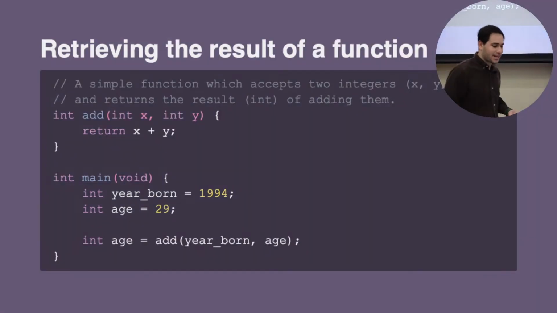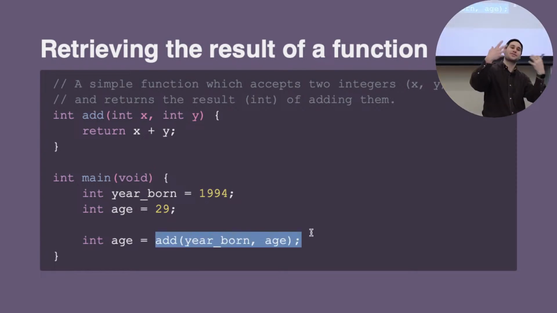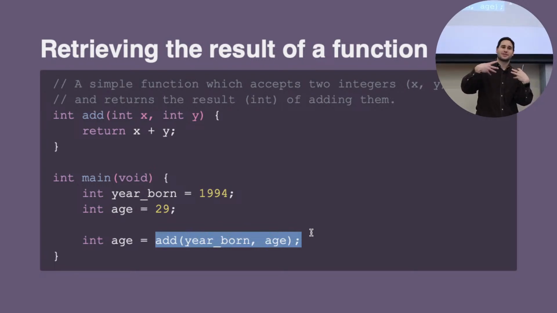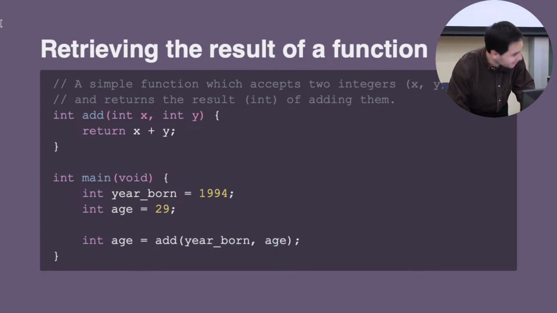And the answer is, it comes out of the function call. And so here we would take that result. That's not correct, by the way. That should be current year. Don't at me. Where's my mouse? There we go.